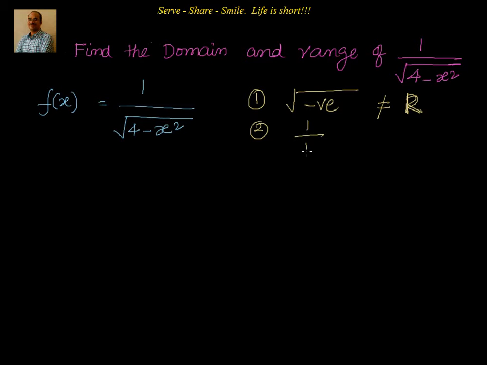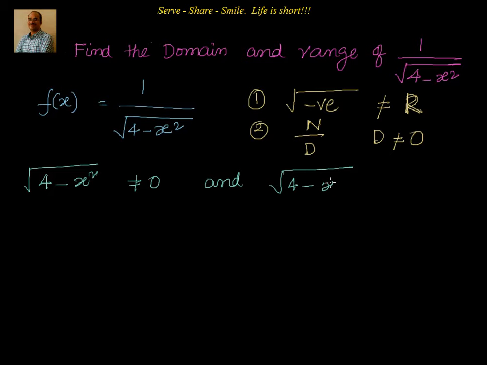Second, we also know that if I have numerator by denominator, then the denominator cannot be equal to 0. So we have two constraints now. One, the denominator cannot be equal to 0, and also the square root of a negative number should not be there. So let's put both conditions together. The first condition is root of 4 minus x square cannot be equal to 0, and also root of 4 minus x square should be greater than or equal to 0, because I cannot have a negative value.